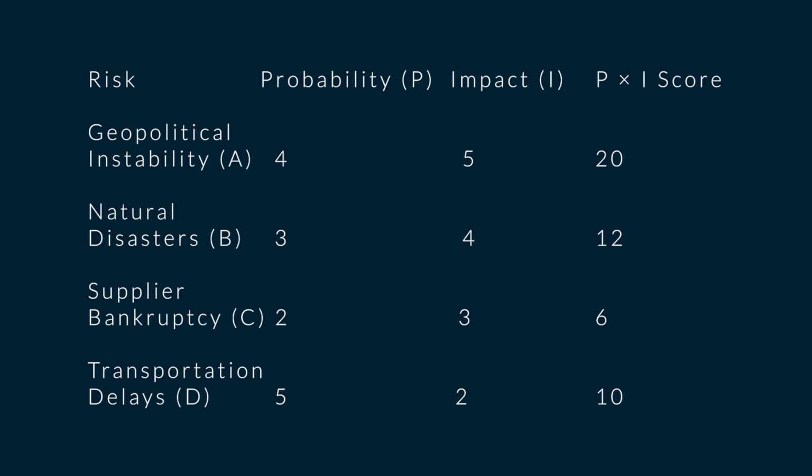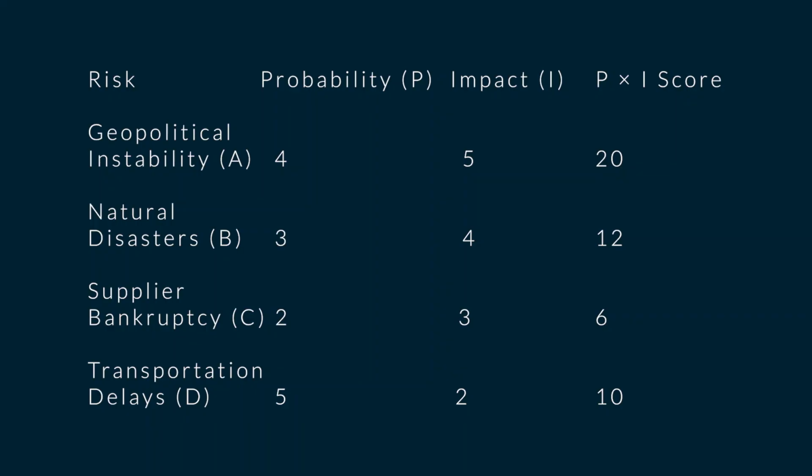So something like geopolitical stability, okay, in this case, the probability is 4, the impact is 5, which means it scores 20, that is, multiplying those two. Natural disaster, 3 and 4, we have 12. Supplier bankruptcy, the probability is 2, and the impact if it occurs is 3, so the score in this case is 6. Transport delays, 5, impact 2, and the score is 10.